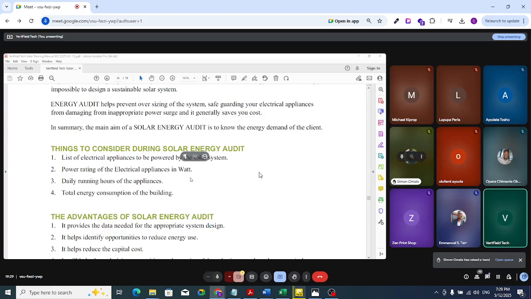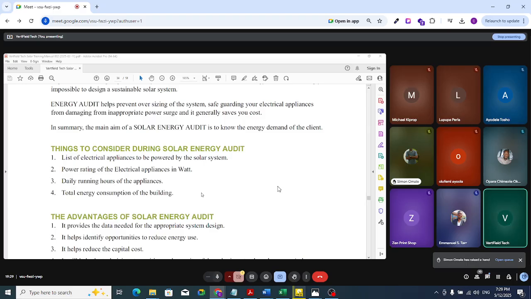Now, let us discuss one more thing before we leave this page. We said energy audit helps you to take care of what? Oversizing of your system. Takes care of what? Saving costs. Takes care of what? Safeguarding your electrical appliances. If you go through this study material, you will see the other advantages and disadvantages of your energy audit.